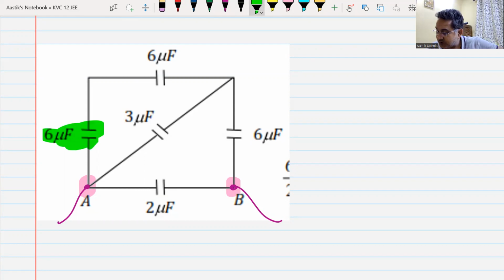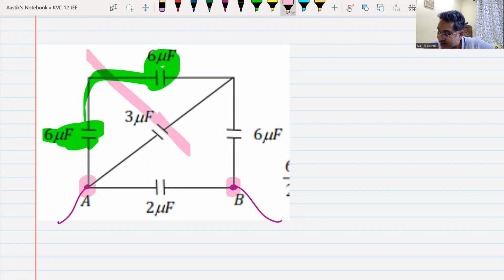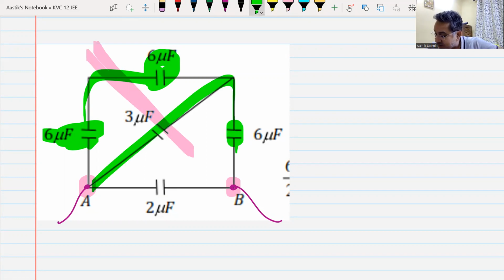See, you start from here. These 2 are in series. 6 and 6 in series becomes 3. Then that 3 and this 3 are in parallel. 3 plus 3 becomes 6. Then that 6 and this 6 come in series. 6 plus 6 again becomes 3. Yes or no? Yes, sir.